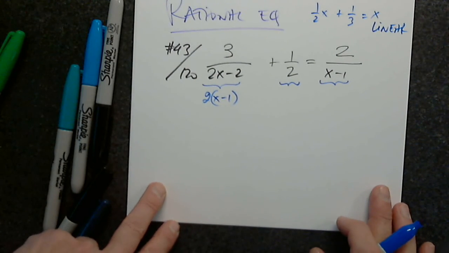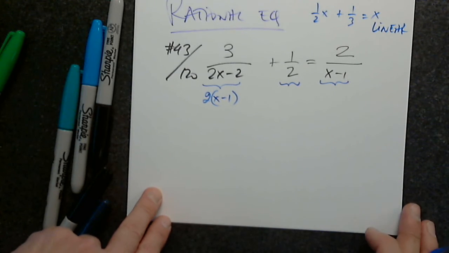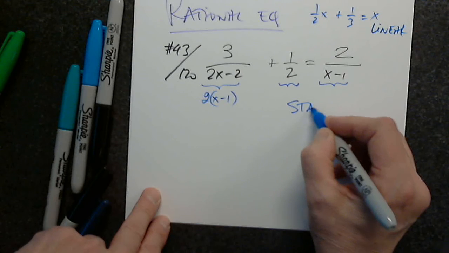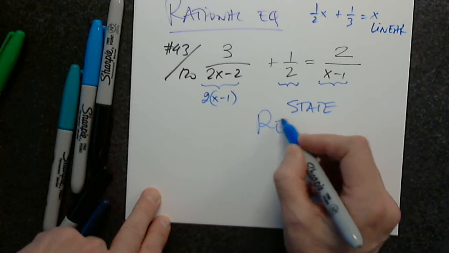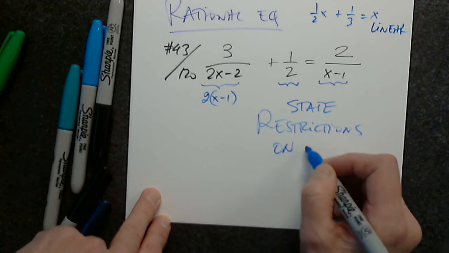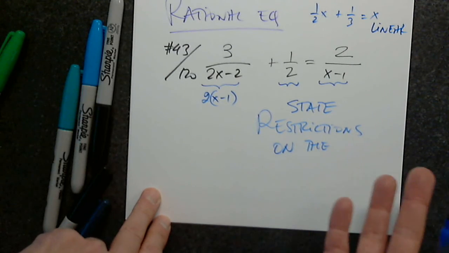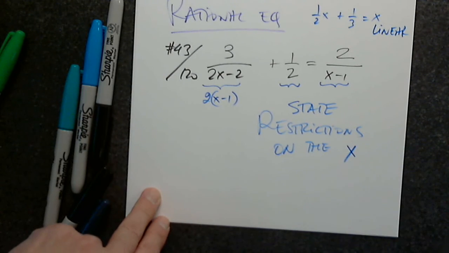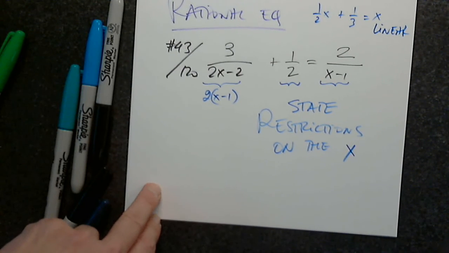So that's my first step. I will make sure that all denominators are factored. My second step, I will state restrictions on the variable. Our variable is X. That's what we are solving for, and this is our variable.